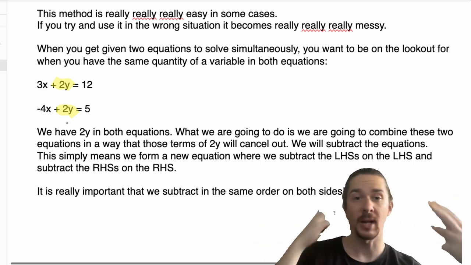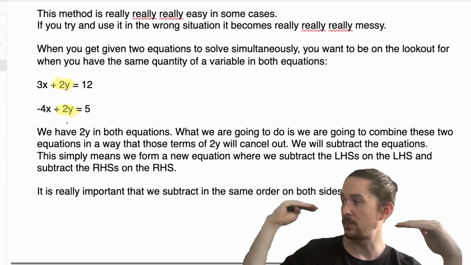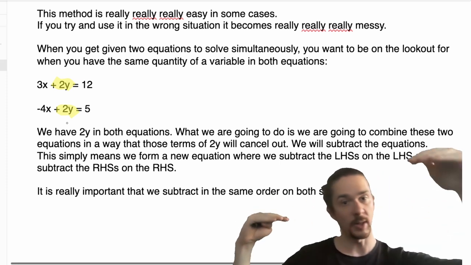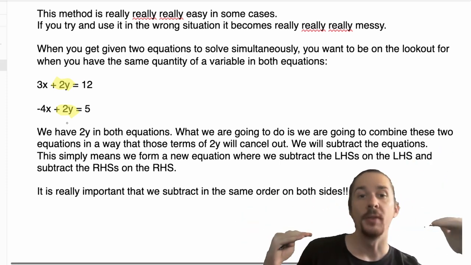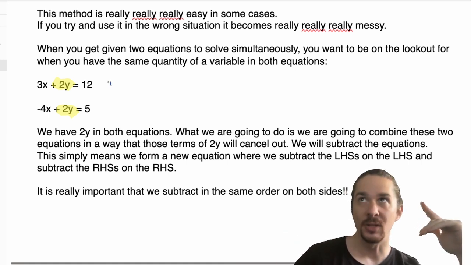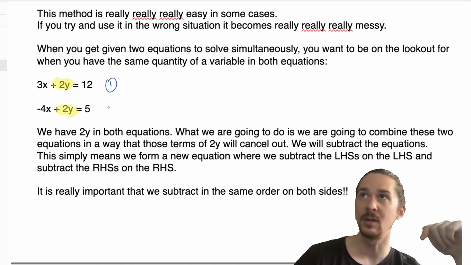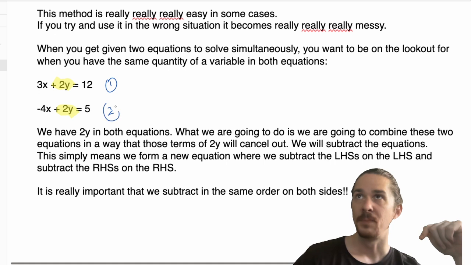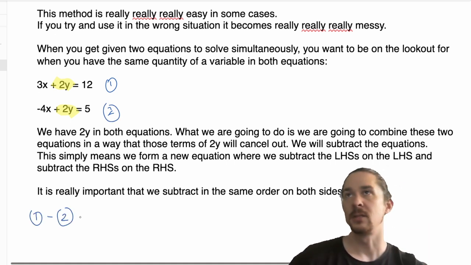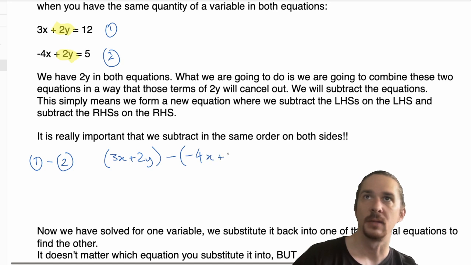To achieve that, I'm going to subtract the equations. And when you subtract equations, basically you subtract the left-hand side from the left-hand side and you subtract the right-hand side from the right-hand side. The one thing that's really important is you have to keep track of which equation comes first and which equation comes second in the subtraction. So if this is equation 1 and this is equation 2, and I'm going to do 1 minus 2, then it's going to look something like this. (3x + 2y) minus (-4x + 2y).